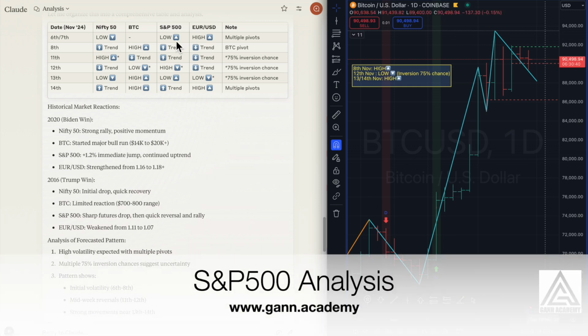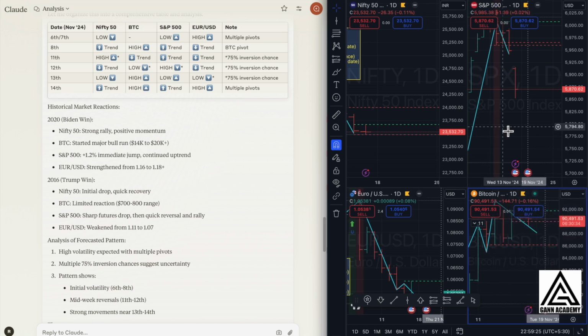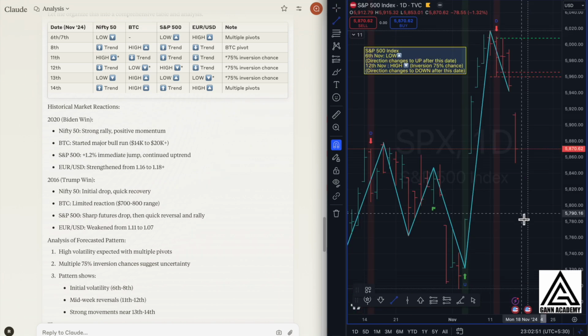The next, let us also look into S&P. S&P is a new forecast which we are doing for the public now. So let's see how we performed. In the case of S&P, it's a very interesting study. We were expecting the 6th or 7th to be a low. We had a low on the 5th, which is minus 1 day, acceptable. We were expecting an inversion high on the 12th. So this is an inversion high on the 12th, which happened.